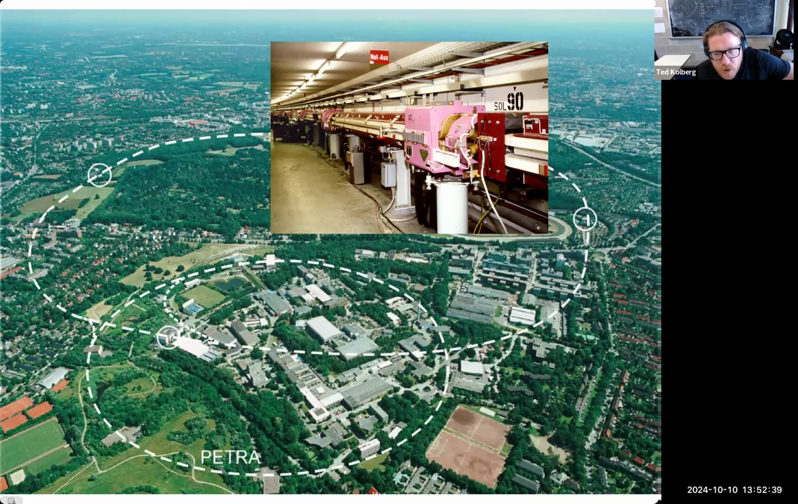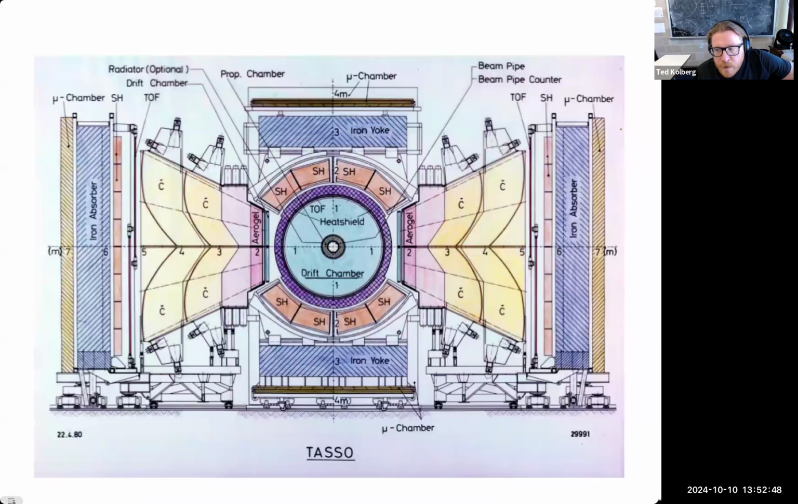So these experiments will go on to study many different types of physics, not just 3-jet events, but for our current purposes, we're going to talk about that. This is a picture of one of the experiments, sort of representing the other ones. This is TASSO, which stands for Two-Arm Spectrometer Solenoid.